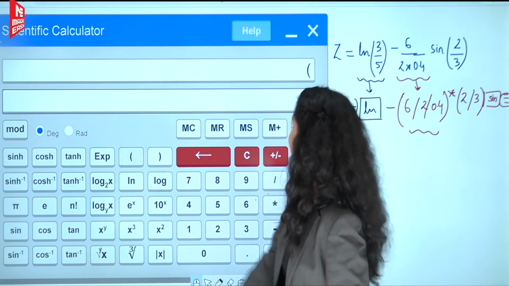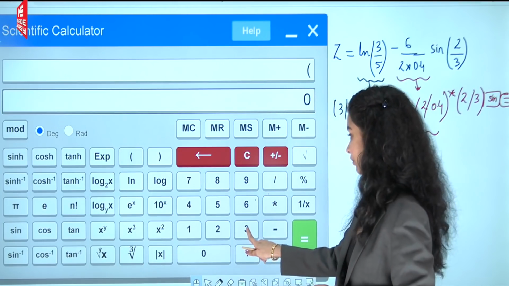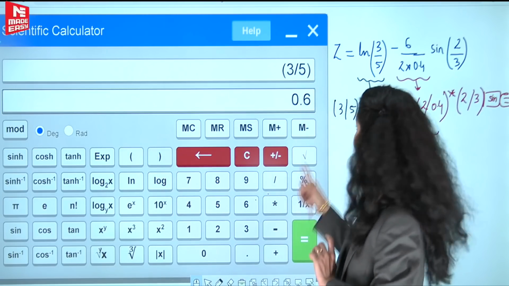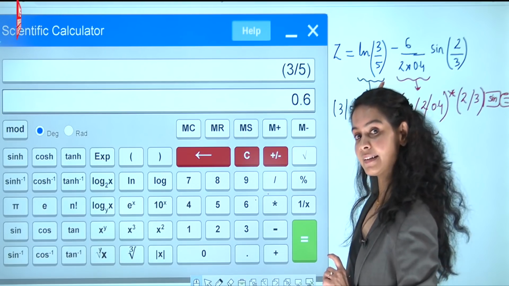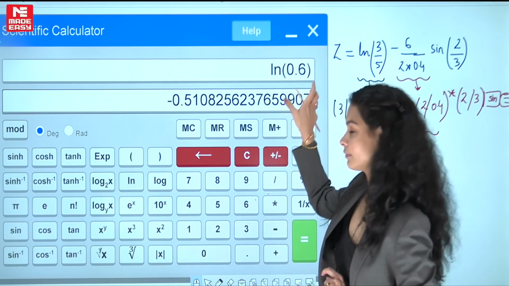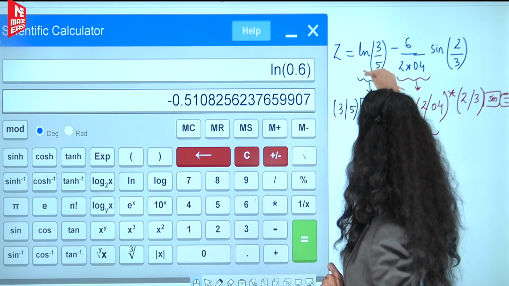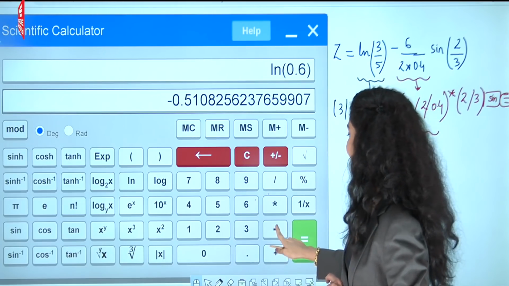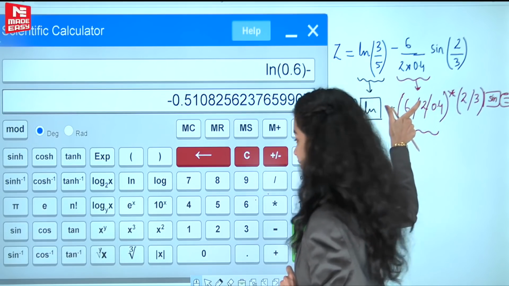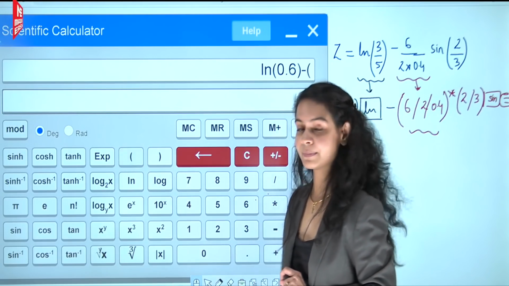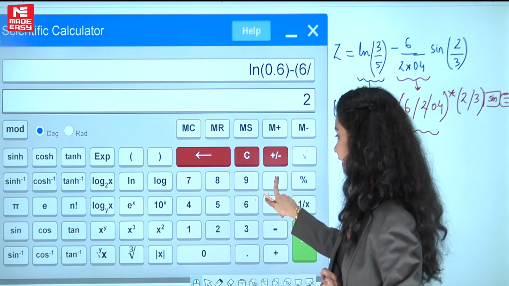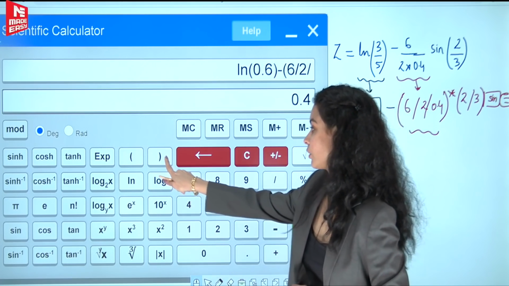Let's perform this on the virtual calculator. So for this, first open the bracket, then it is 3 by 5. So 3 divided by 5, close the bracket. This is your x value of the first part. Then you have to enter the value of function, that is ln. So now press ln. This is the ln of this, ln 0.6. Then there is a minus sign. So put a minus sign. Then again you need to open the bracket for the rest of the portion. So for this, open the bracket, press 6 divided by 2, then again divided by 0.4, close the bracket.